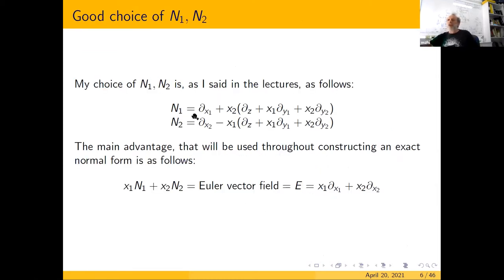And now to go further, I need a good choice of N1 and N2. Later we'll discuss that conceptually I can take other symbols, but I will take this N1 and N2 for further calculation. And it has an advantage which I will use throughout all the further calculations. The advantage is that X1 times N1 plus X2 times N2 is the Euler vector field. And it is a very convenient vector field. This is an advantage which will be used all the time.